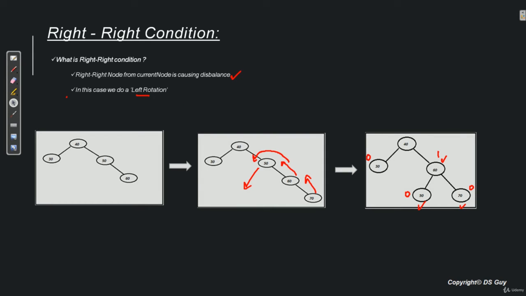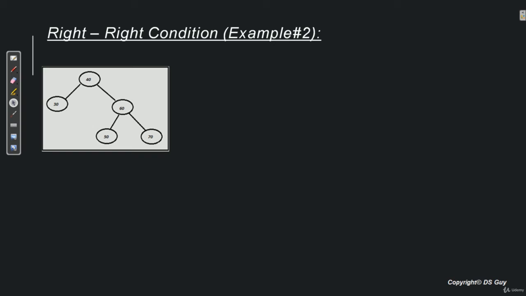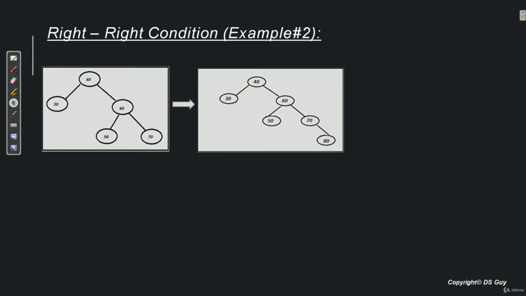Now let's see one more example of a right right condition. Now let's say this is our AVL tree. So right now this is balanced, so we are good, no problem. Now let's say we want to insert number 80 in this tree. So after inserting 80, this is how it will look like. Now after inserting 80, we see that there is a disbalance problem in this tree. And where is the disbalance? The disbalance is happening at this node. Left height is 0, right height is 2, difference is 2. So we have a problem.